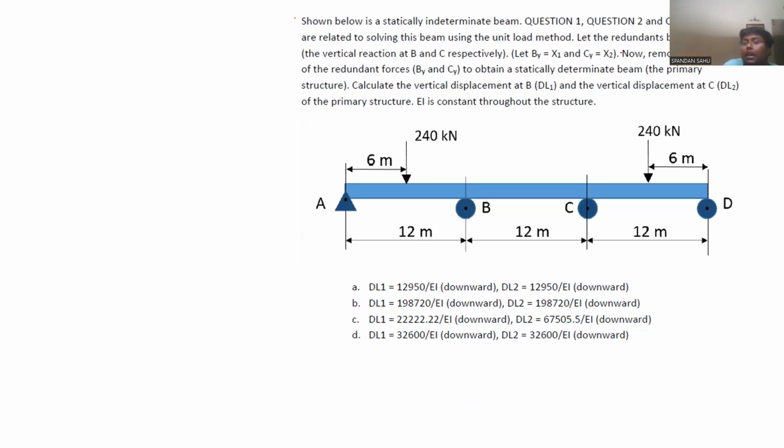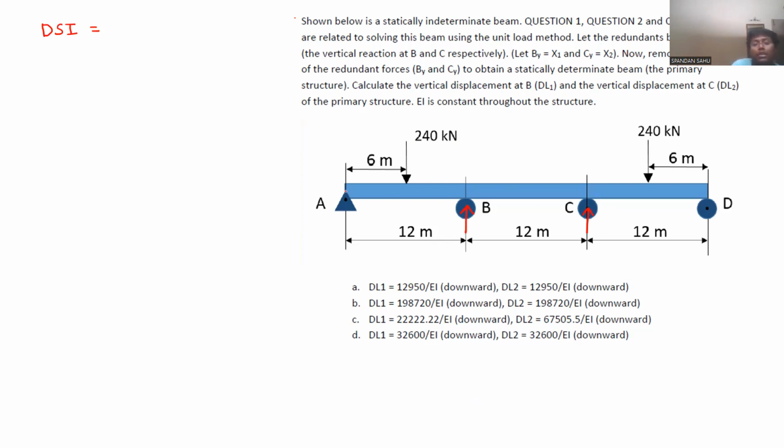Consistent deformation. Now they have given, let the redundants be By and Cy. By means this redundant and Cy means this redundant. This much elaborated way the question won't be framed, but this question they have given, so it is fine. Now, what is our first thing to calculate?